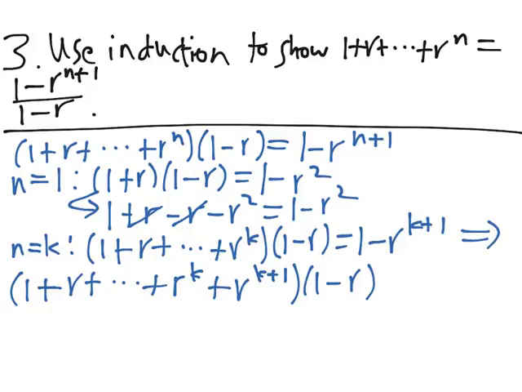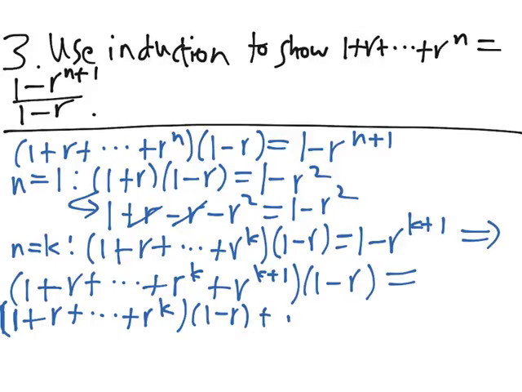So how do we do that? Let's separate this into terms that we can deal with. One term, we can use the distributive property to say 1 plus r plus up to r to the k times 1 minus r, and then we add the other term, which is r to the k plus 1 times 1 minus r. By the inductive assumption, which is the formula that we have for k, we already know the value of the first term. We know that it's 1 minus r to the k plus 1. And for the second term, we can just evaluate it directly.